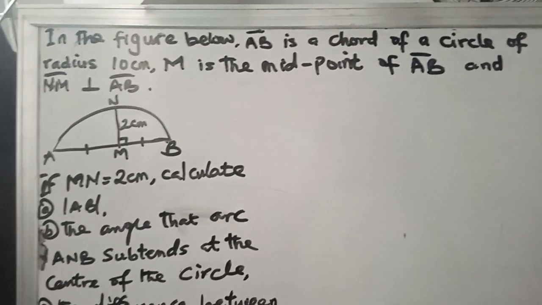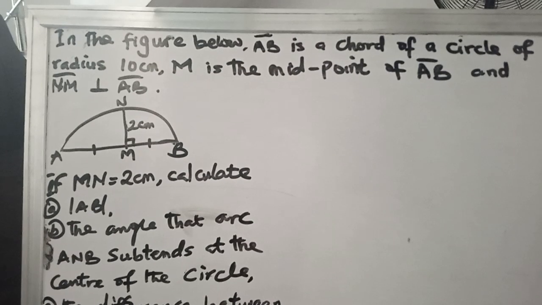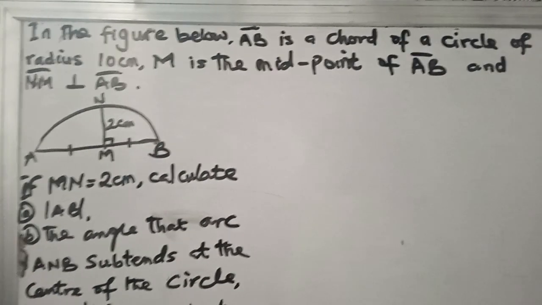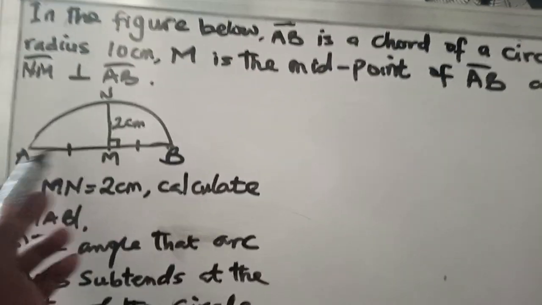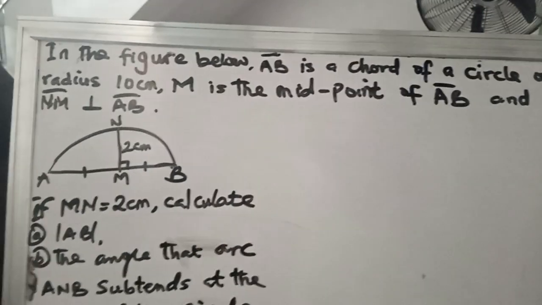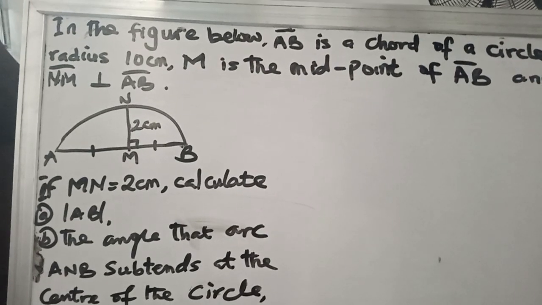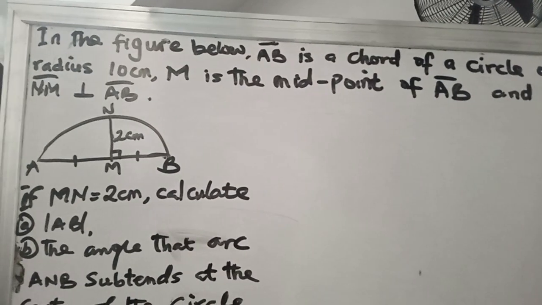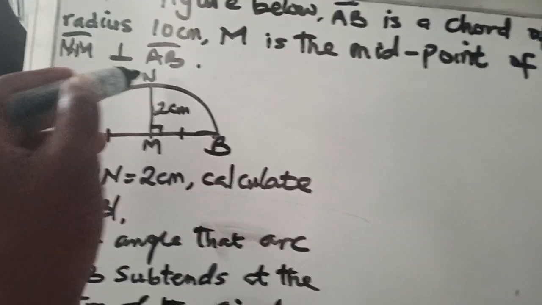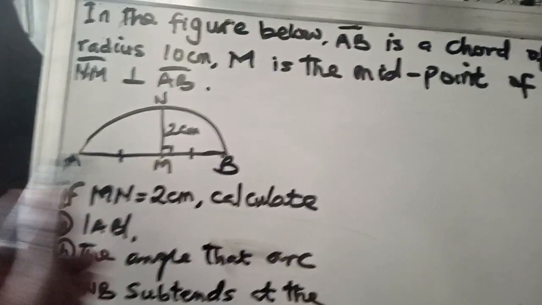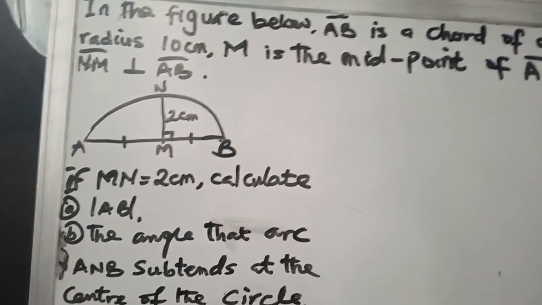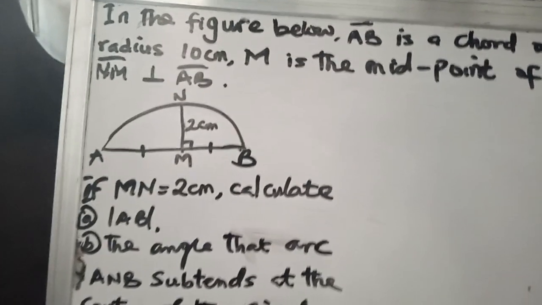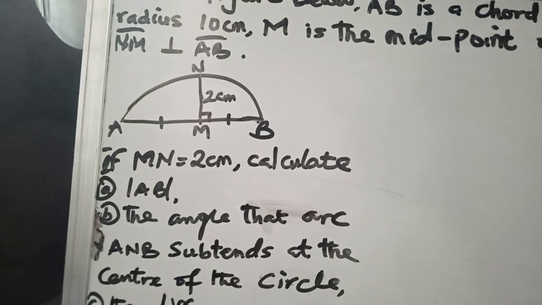So today we are going to solve this question on the board. If you look at the question, in this figure, we are given this line segment AB, which is a chord of a circle, and the radius given is 10 centimeters, where M is the midpoint of the chord. And this line, NM, is perpendicular to the chord. The question says that if this line is 2 centimeters, we have to calculate AB.